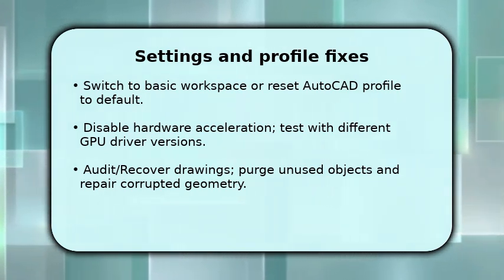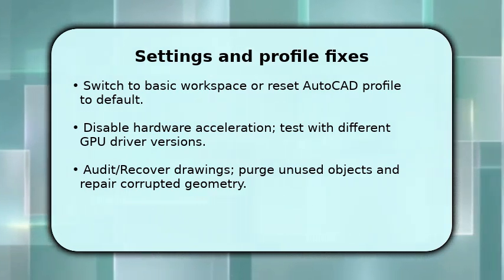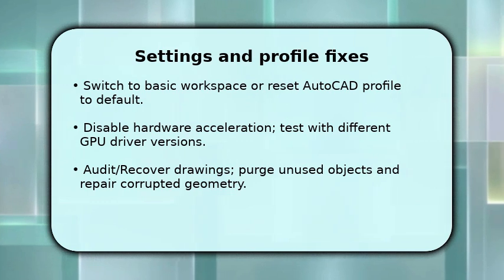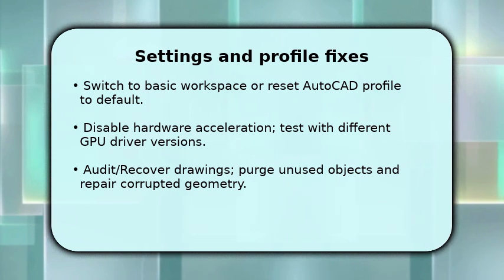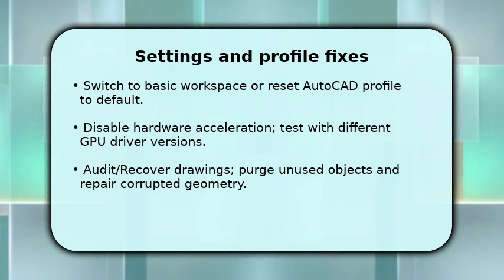Meanwhile, run audit, recover, and purge on problem drawings to remove corrupt objects and reduce file complexity. Complex hatch patterns, XREFs, or massive blocks often cause intermittent locking. If freezes stop, reintroduce changes one at a time to find the trigger.